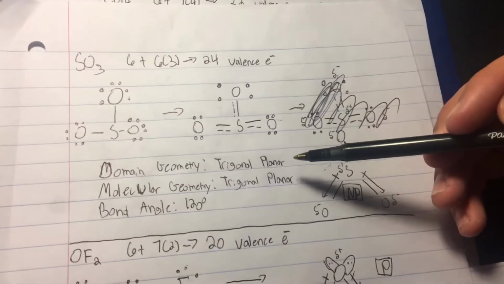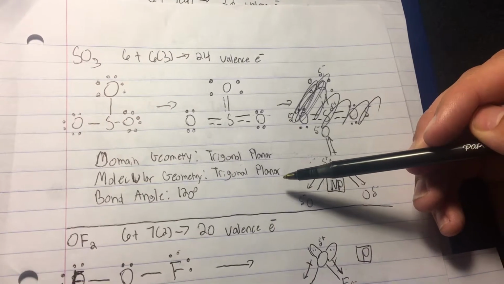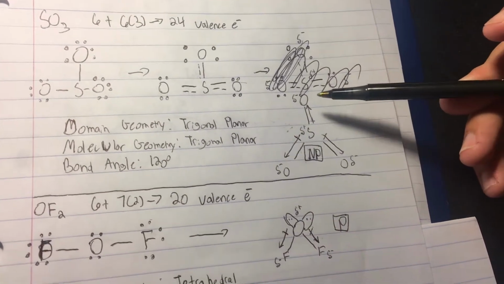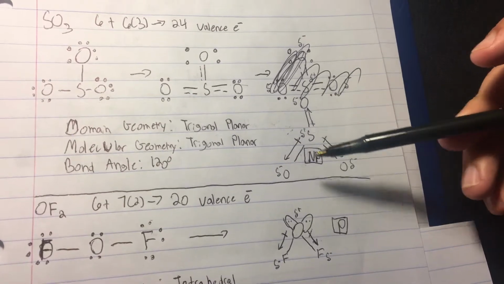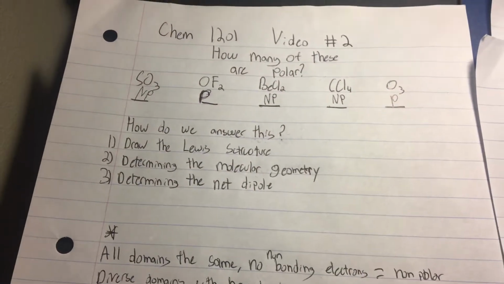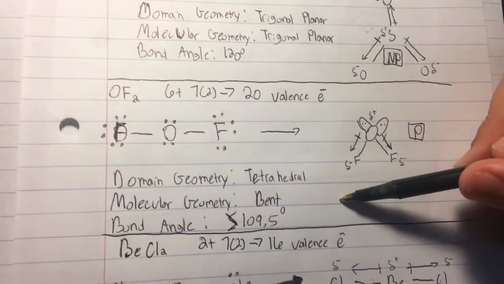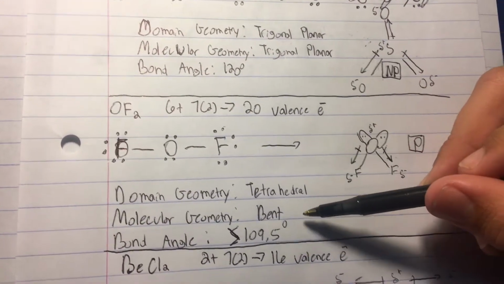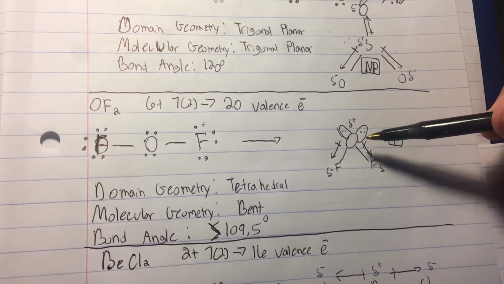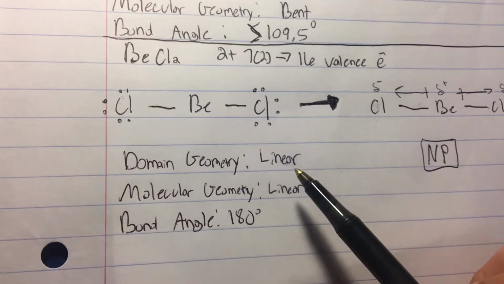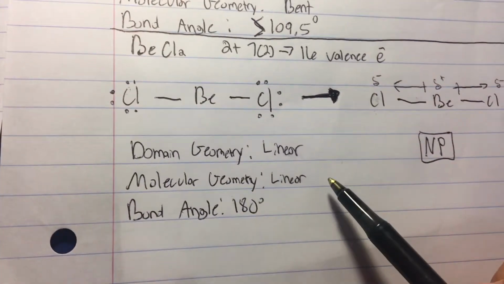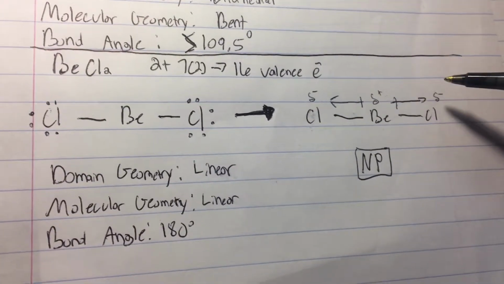Alright, let's recap. Sulfur trioxide has a domain geometry of trigonal planar, a molecular geometry of trigonal planar, thus being able to cancel the partial negative dipoles on the oxygen atoms. Next we have oxygen difluoride. Oxygen difluoride has a domain geometry of tetrahedral, but its molecular geometry is bent, therefore unable to cancel the net dipoles, leaving a polar molecule. Then we have beryllium chloride. Beryllium chloride has a domain geometry that is linear. Its molecular geometry is also linear, thus being able to cancel the net dipoles, leaving a nonpolar molecule.